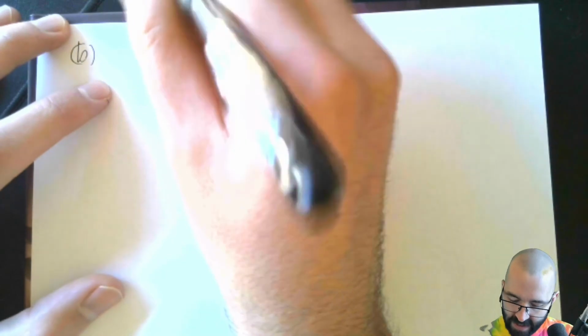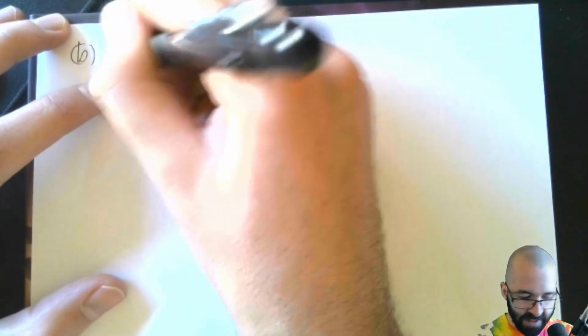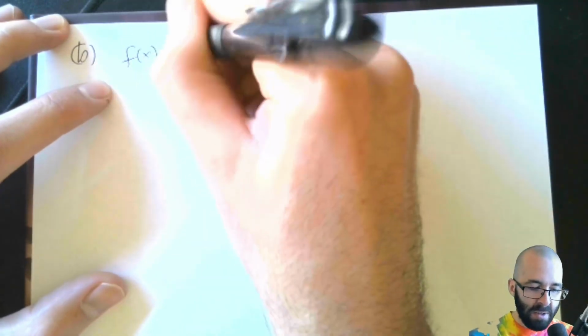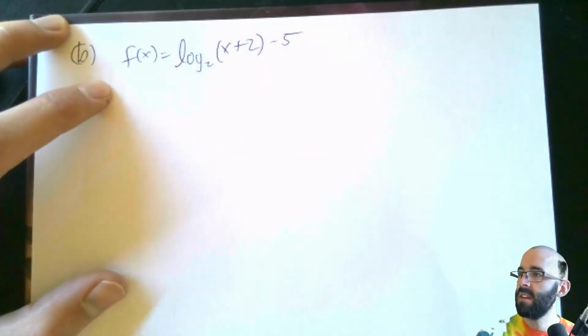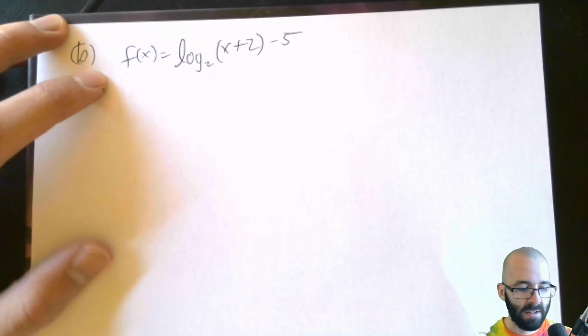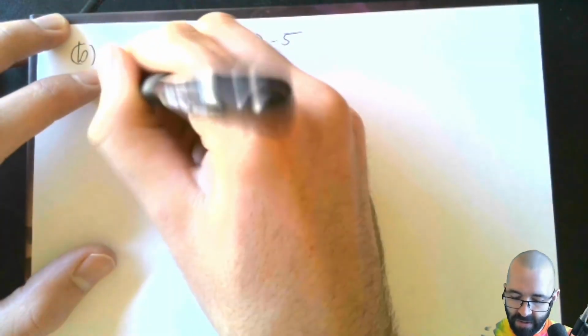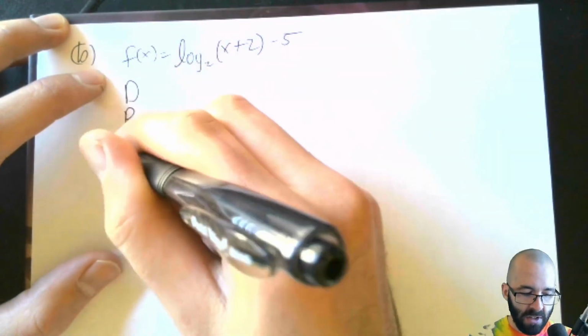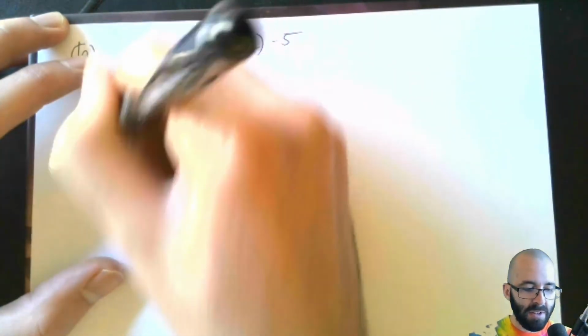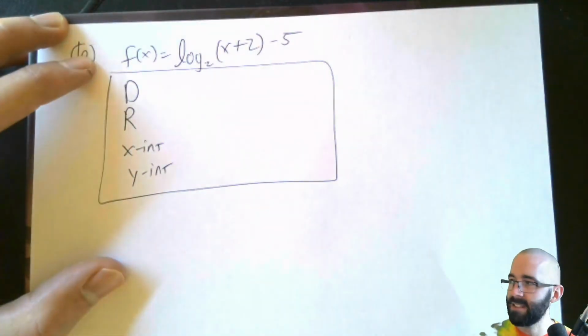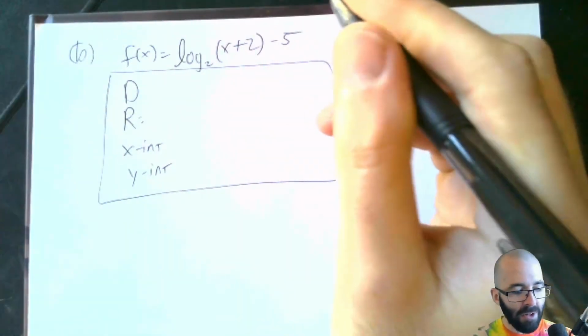All right, part B is find domain, range, and intercepts for f of x is equal to log base 2 of x plus 2, minus 5. So we need to find the domain, the range, the x-intercept, the y-intercept. And if you want to talk about the asymptote, go for it. And I'm boxing my answer. Range. I already know the range.